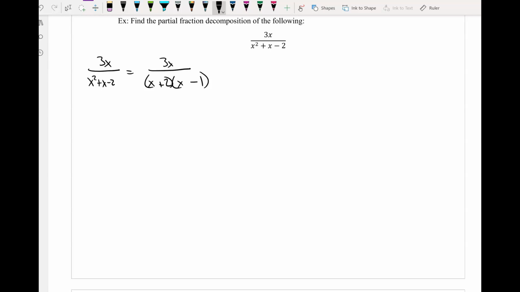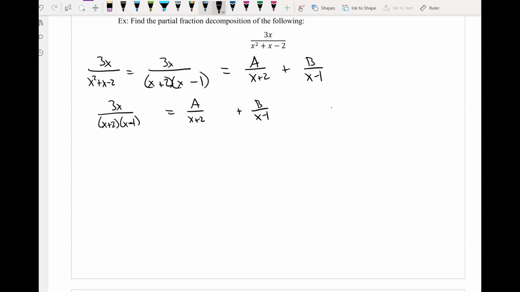All right. And now what we want to do is break it up into two fractions. So a over x plus 2 plus b over x minus 1. So this is what we really want it to be like. All right. So now that we have it in this form, what we're going to do is multiply every single little thing. So right now, let me go ahead and set up the problem one more time. So 3x over x plus 2, x minus 1 is equal to a over x plus 2 plus b over x minus 1.